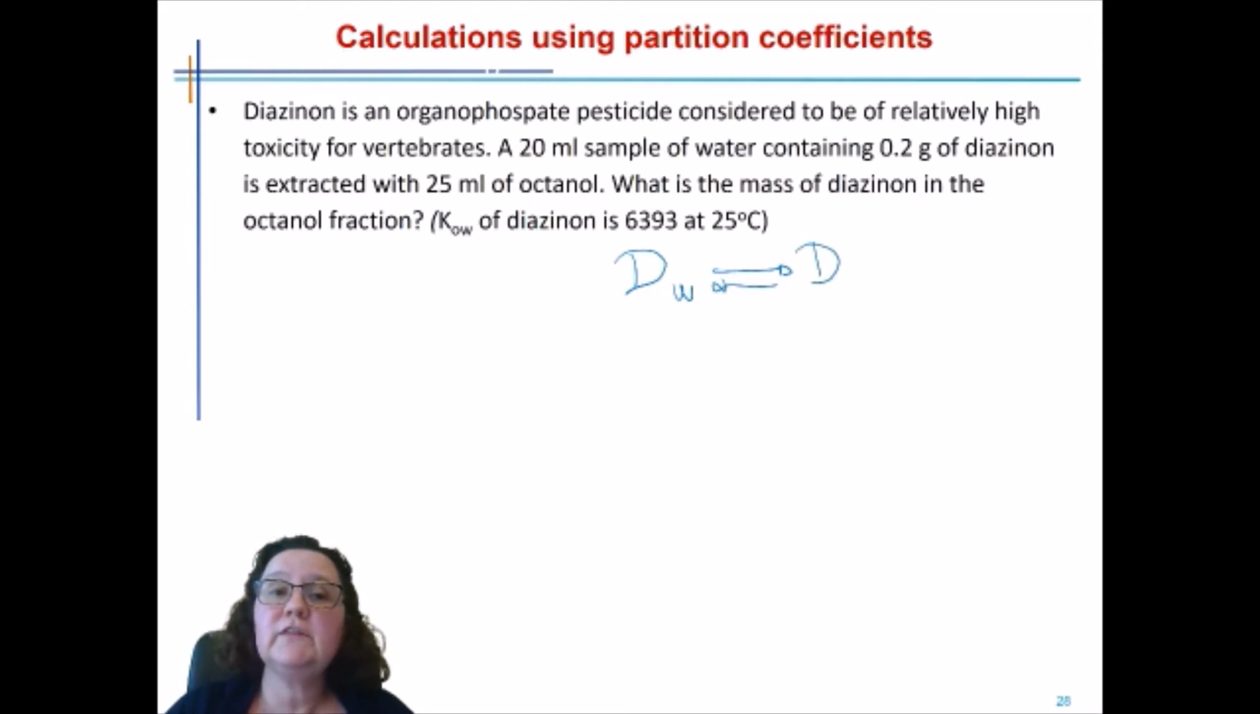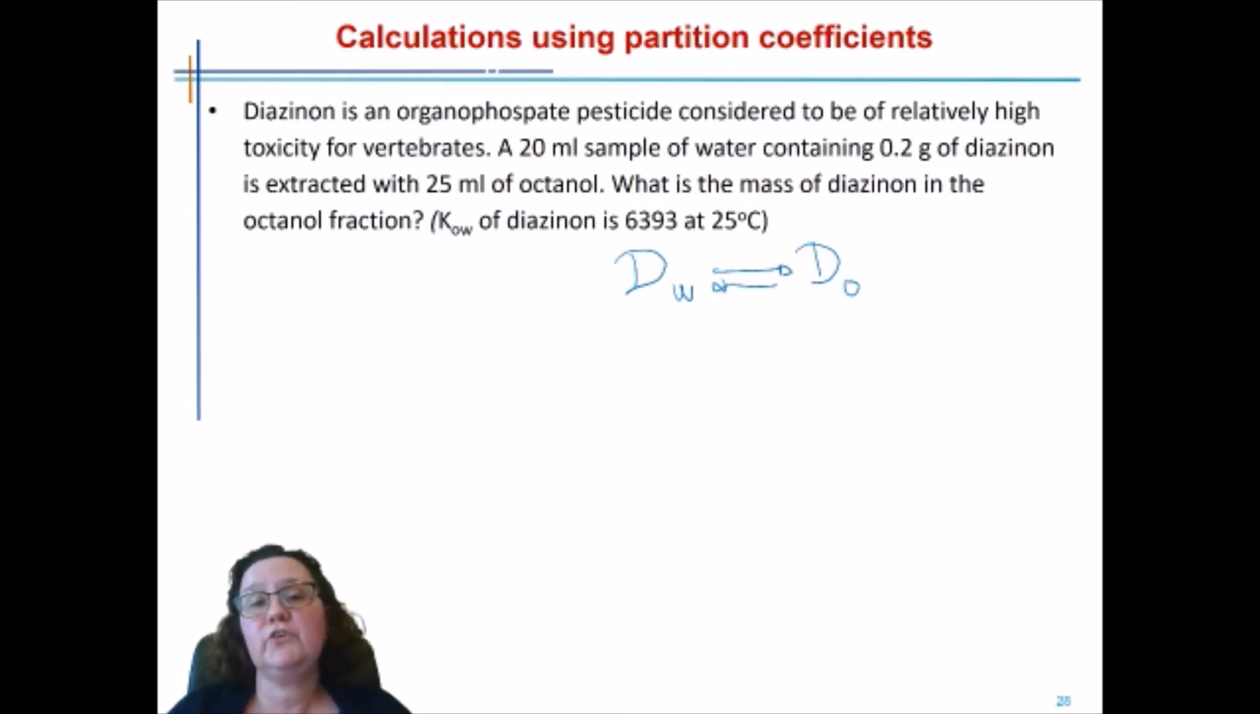But once you have mixed the water and the octanol, the diazinon will be allowed to partition itself between the water and the octanol. So when you stop mixing the two solvents, they will settle again. They are non-miscible. Both octanol and water do not mix, and a certain amount of the diazinon will have stayed in the water, and another certain amount will have gone to the octanol. And that's what it's asking you: how much of that pesticide has gone to the octanol.